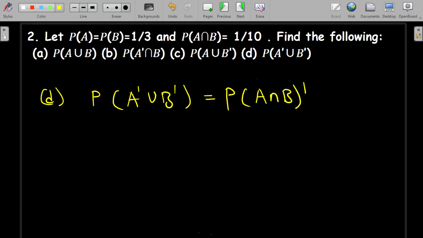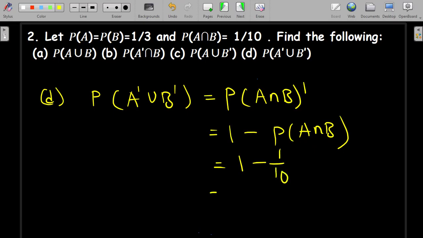So how do we find the probability of a complement? We say 1 minus the probability of the same A intersection B. So this will be equal to 1 minus the probability of A intersection B, which is 1 over 10. So 1 minus 1 over 10 is going to give me 9 over 10. So this is the probability of A complement union B complement. You have to know this. This is just coming from De Morgan's law.